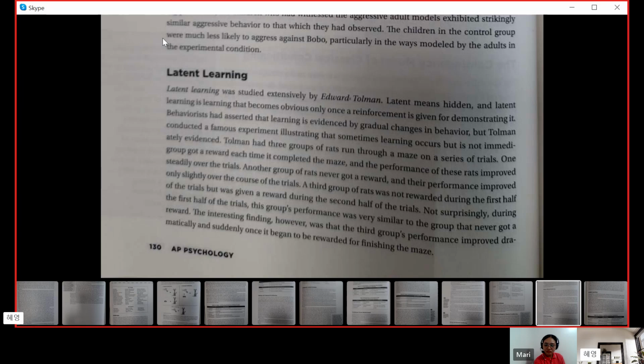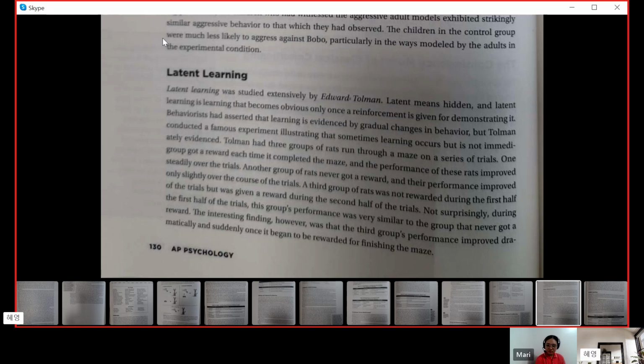Tolman had 3 groups of rats run through a maze on a series of trials. One group got the reward each time it completed the maze, and the performance of these rats improved steadily over the trials. Another group of rats never got the reward, and their performance improved only slightly over the course of the trials. And the third group of rats was not rewarded during the first half of the trials, but was given a reward during the second half of the trials.